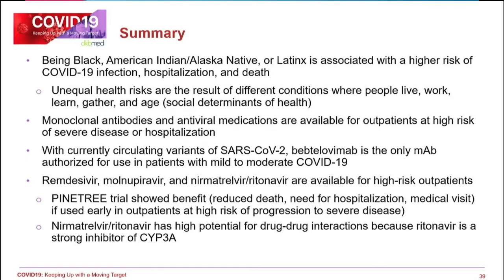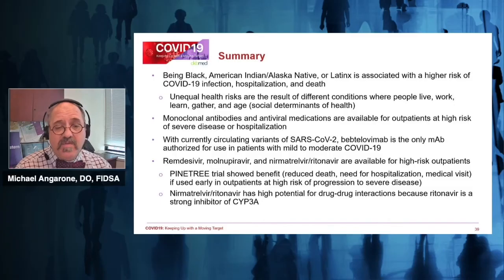Remdesivir, molnupiravir, and nirmatrelvir-ritonavir are available for high-risk outpatients. The PINETREE trial showed benefit, reduced death, need for hospitalization, and medical visits, if used early in outpatients at high risk of progression to severe disease. And nirmatrelvir-ritonavir has high potential for drug-drug interactions because ritonavir is a strong inhibitor of the CYP3A enzyme.